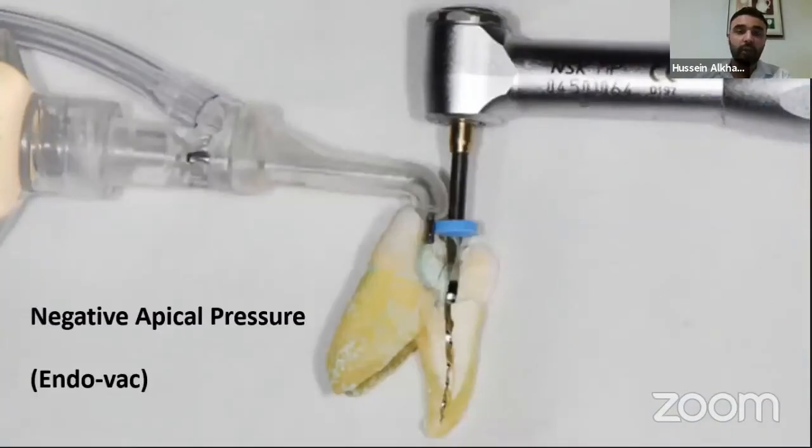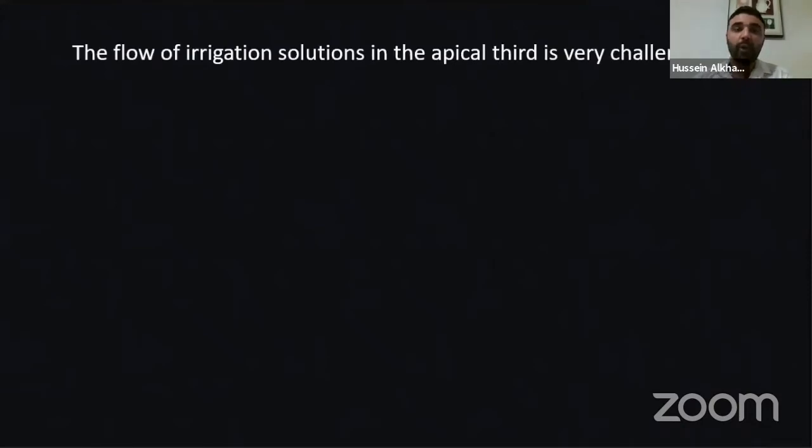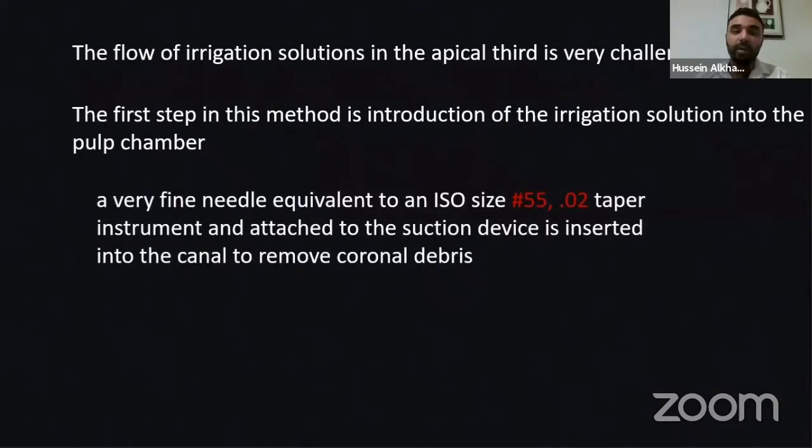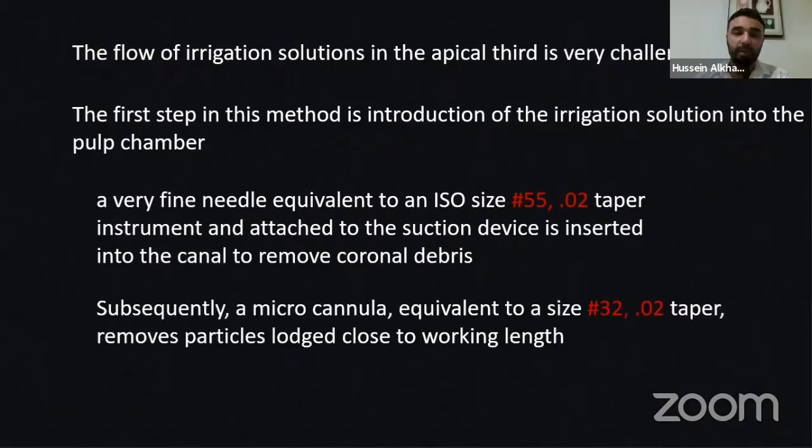Another feature of activation is negative apical pressure, or EndoVac. This type of activation was addressed to deal with the apical vapor lock we talked about before. The flow of irrigation solution in the apical third, as we said, is very challenging. The first step in this method is introduction of irrigation solution into the pulp chamber. After that, we insert a very fine needle into the root canal, to which the suction device is attached, to remove the coronal debris.